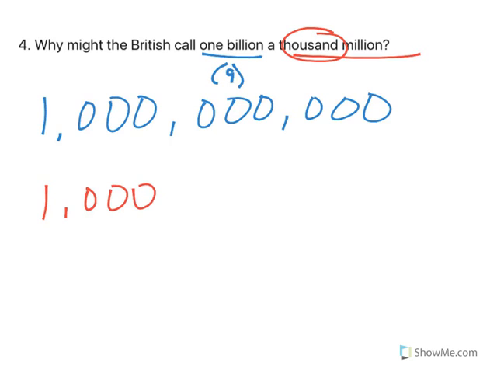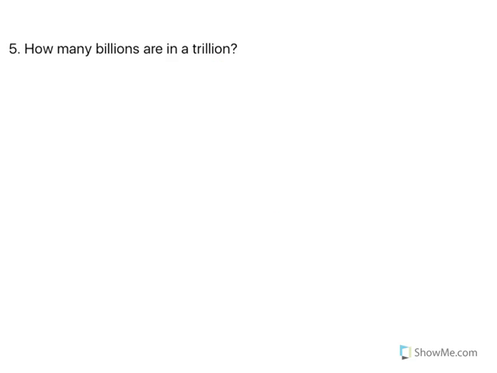This is 1,000 right here in red. And then if I add to that, let's go green, million means 6. So if I add 6 zeros to the end of that, because million means 6, you will notice that my two numbers are equal. So 1,000 million might sound silly, but it's the same as 1 billion.